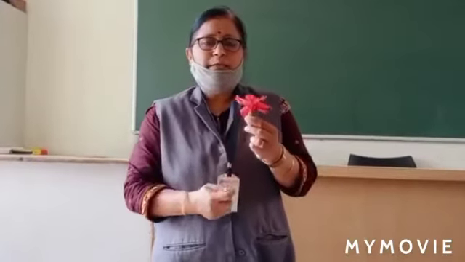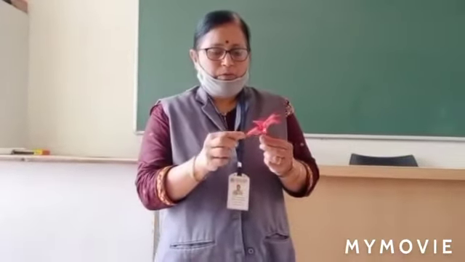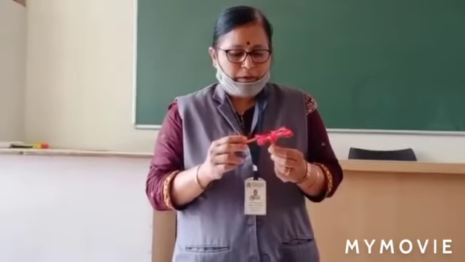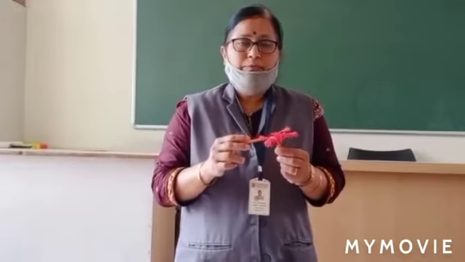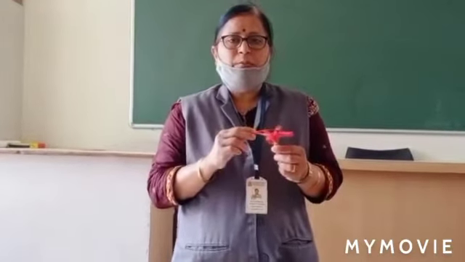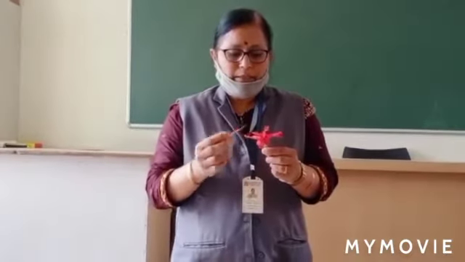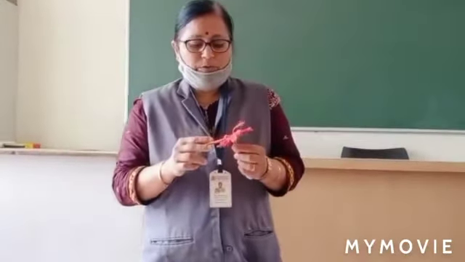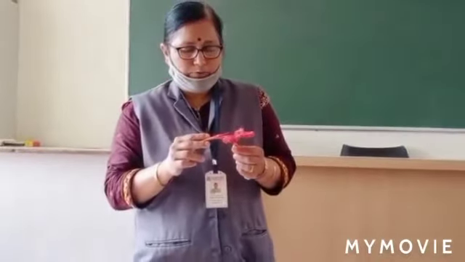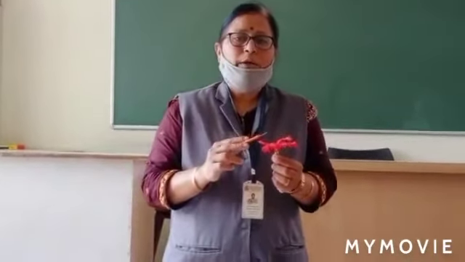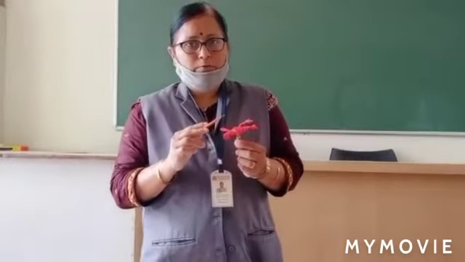The next whorl is the corolla, which has 5 red colored showy petals. The estivation is twisted type, that is, one end is inside, one end is outside. So this is the attractive part of the flower. These calyx and corolla are the non-essential parts of the flower.